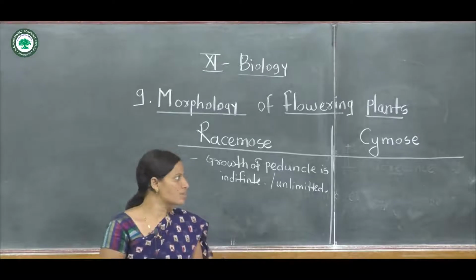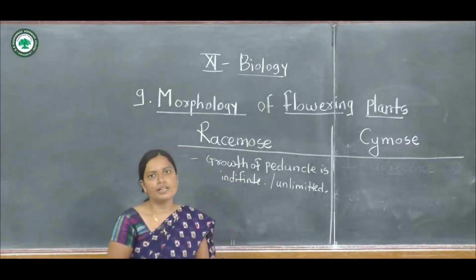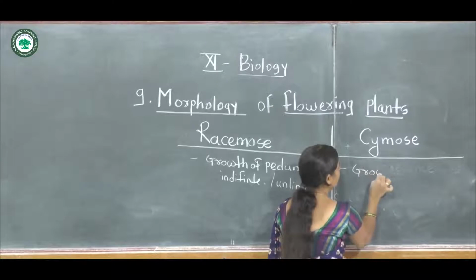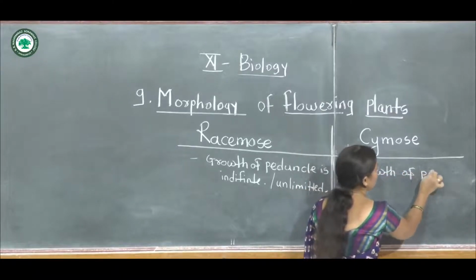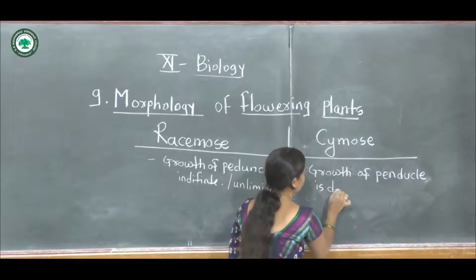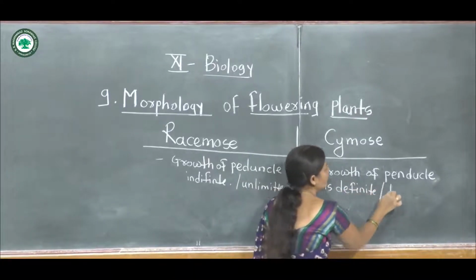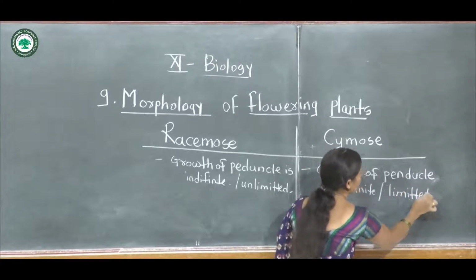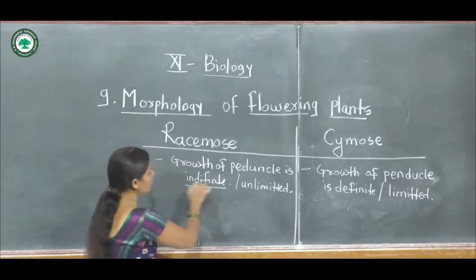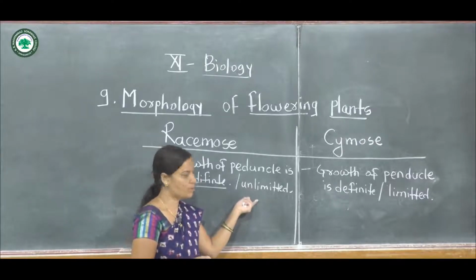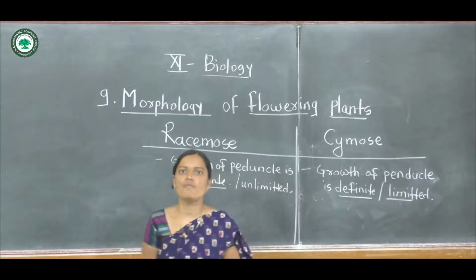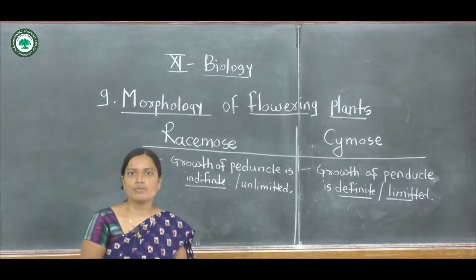But in cymose inflorescence, the growth of the peduncle is definite or limited. This is the main difference between the two inflorescences. In the racemose type, the growth is indefinite or unlimited. In the cymose type, it is a definite or limited growth of the inflorescence. This is the main difference between cymose and racemose inflorescence.